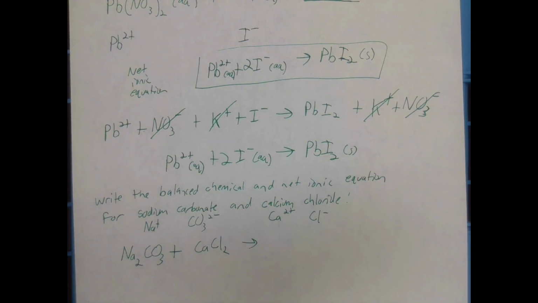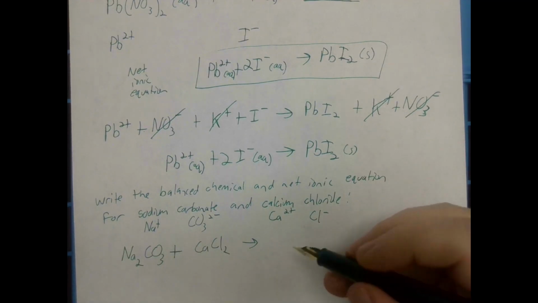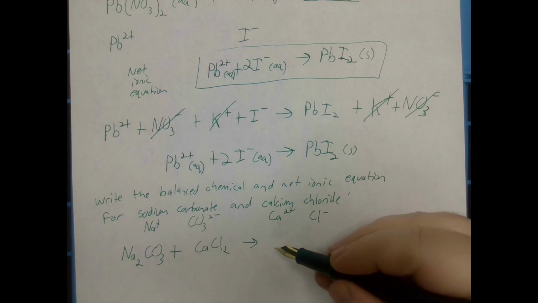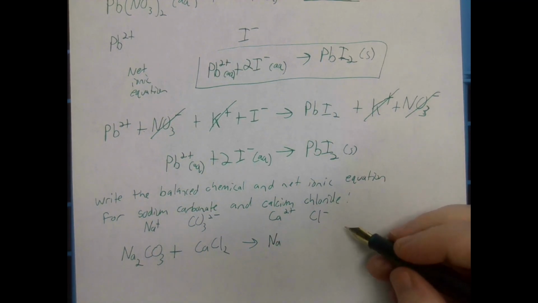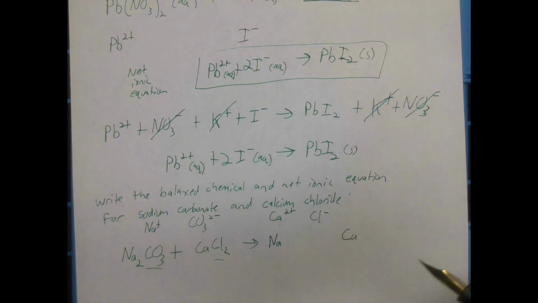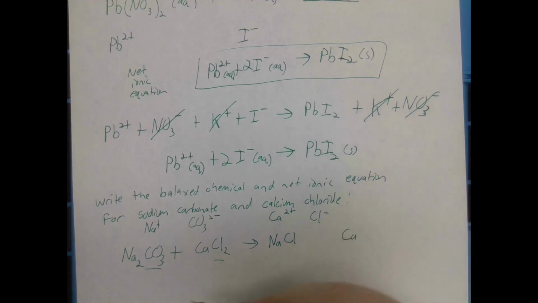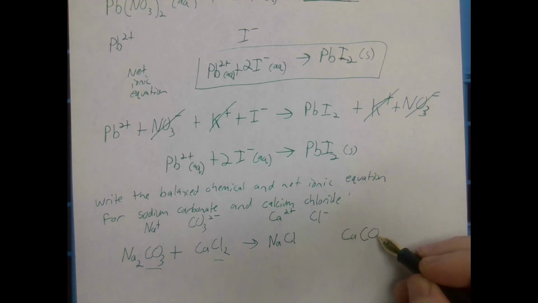What type of reaction is this going to be? We have 2 ions here, 2 ions here. This would be double displacement. We have Na and Ca, and we're going to change out the anions. So chlorine is going to come over here, and carbonate is going to come over here.